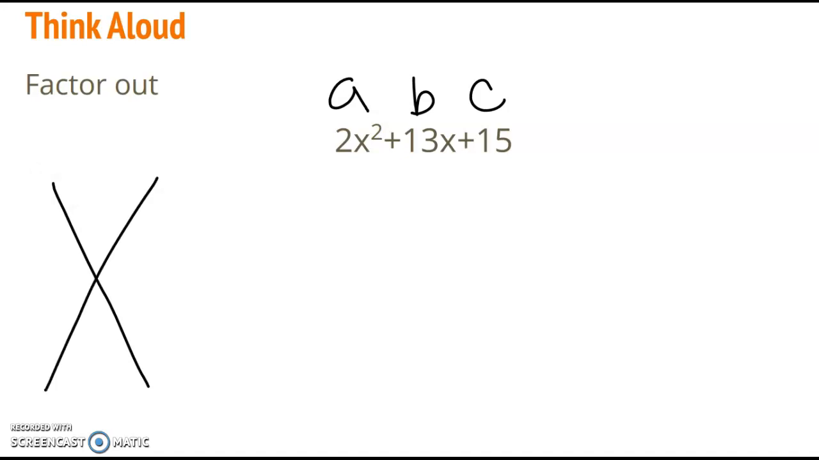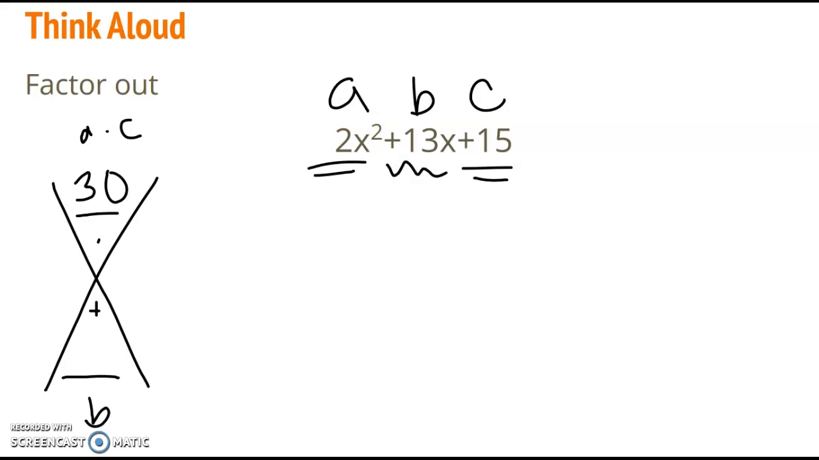My diamond method, as a reminder: in the top, I'm going to be multiplying my A times C, and in the bottom, I know it's going to be my B value. Well, A times C, I have 2 times a positive 15, which will just give me a positive 30 back. My B value is just the number positive 13.